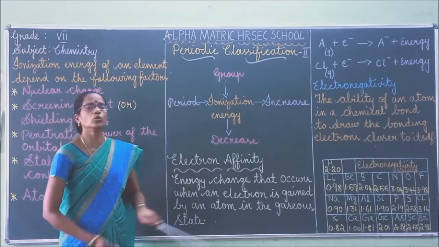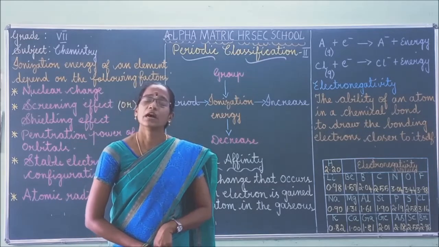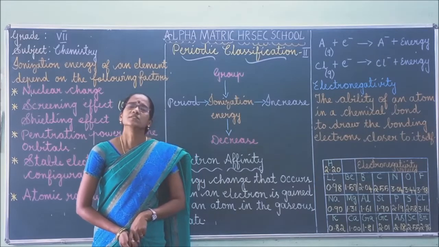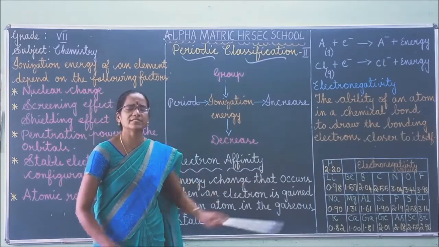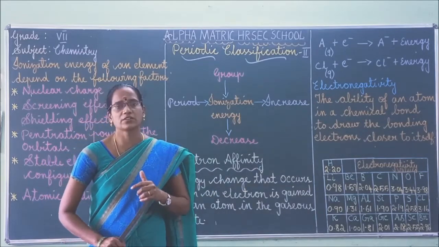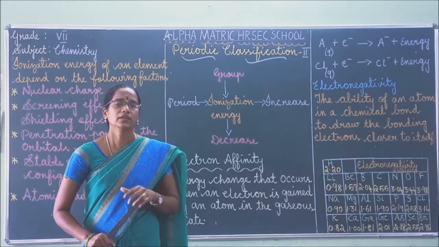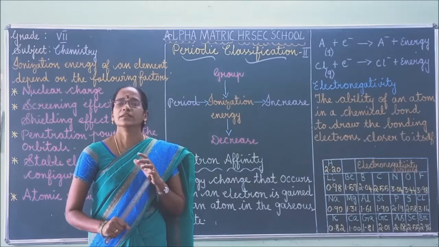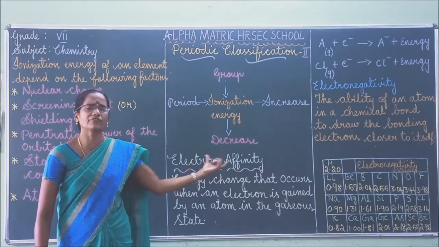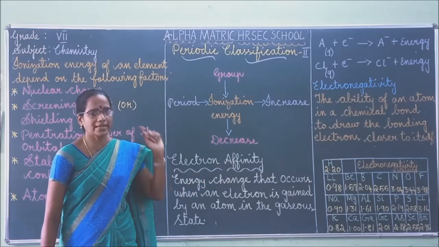Okay. Next we can move to electron affinity. What is the meaning of affinity? Affinity means attraction, right? So electron affinity is defined as the amount of energy released when a gaseous atom forms its anion. This electron affinity is also measured in kilojoules per mole, like ionization energy, right?